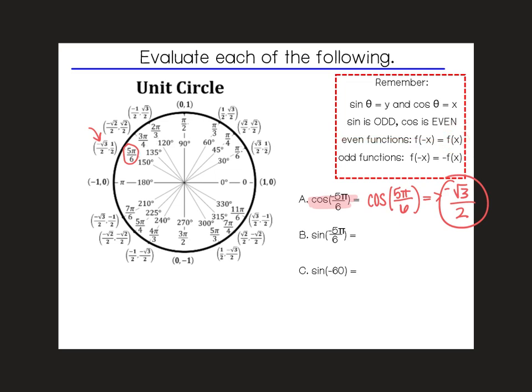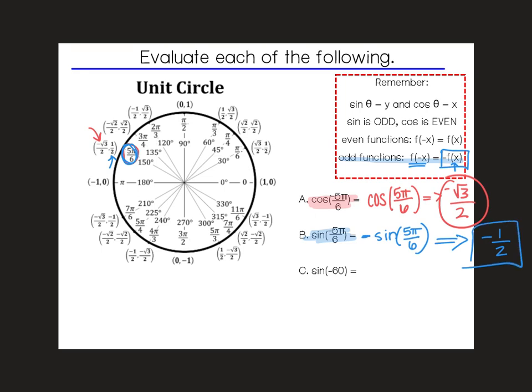When we do the second one, okay, it's sine. Sine is odd. We want to rewrite it so that it matches. Right now it looks like this. I want to rewrite it to look like this. So I'm going to put a negative out in front. I'm going to write the word sine. The x in here is supposed to be positive, so I'm going to write positive 5 pi over 6. I'm going to go to 5 pi over 6 on my unit circle right here. Sine is y, so that's this 1/2. But there's a negative out in front, so you're just going to write negative 1/2.